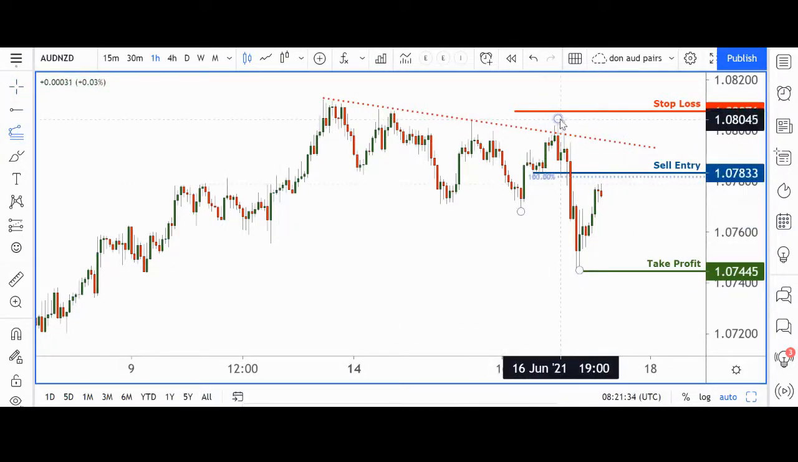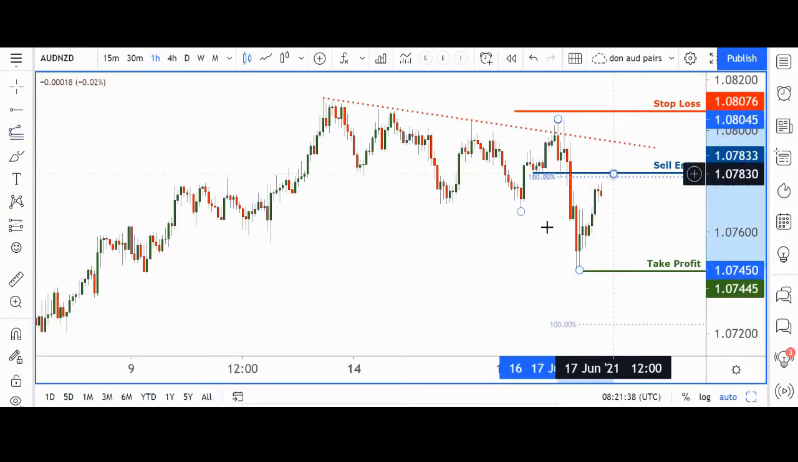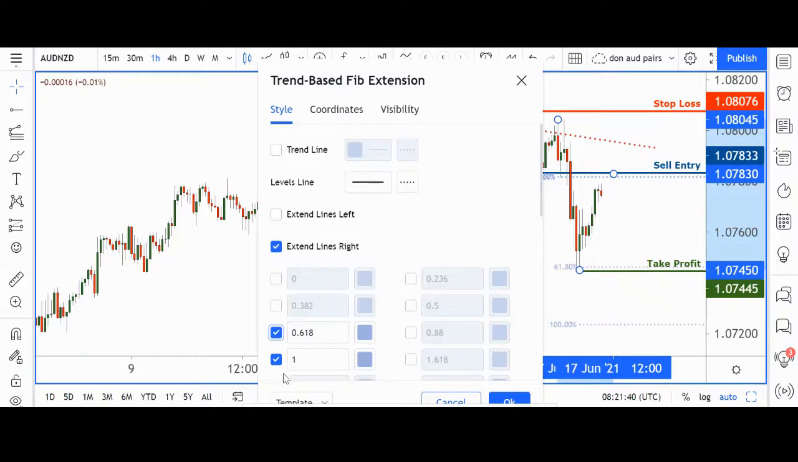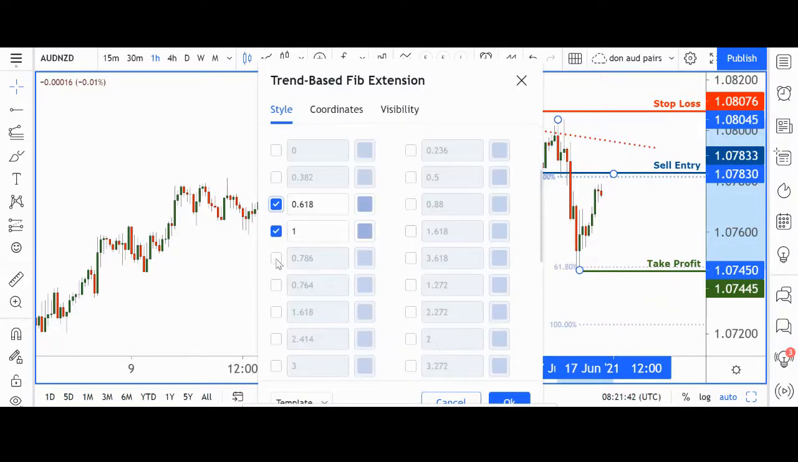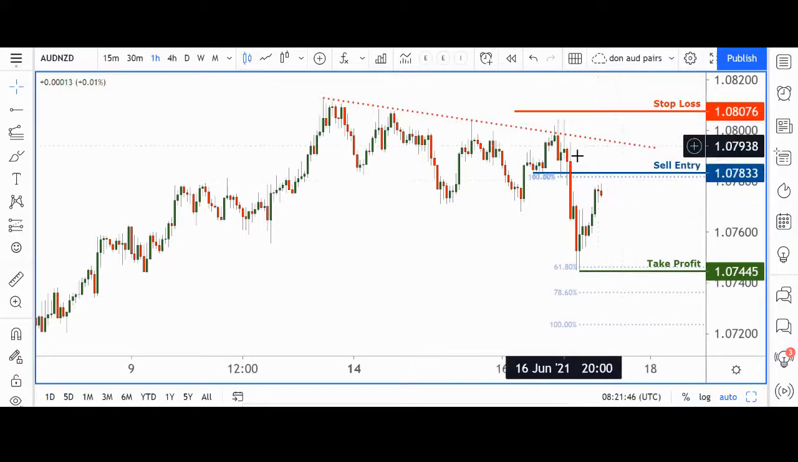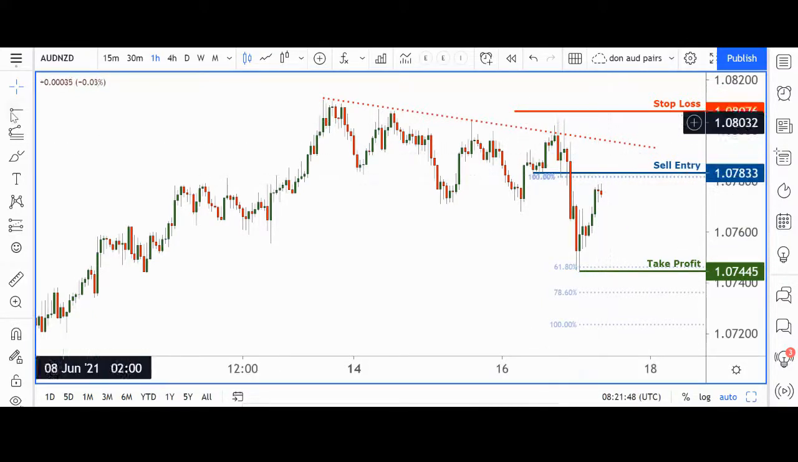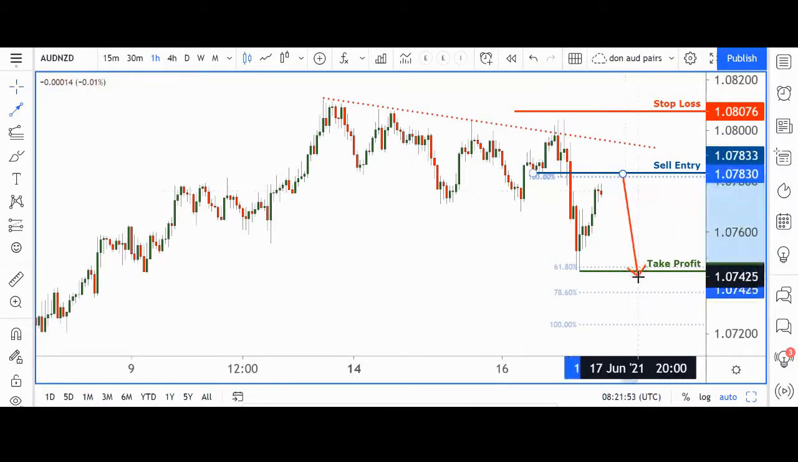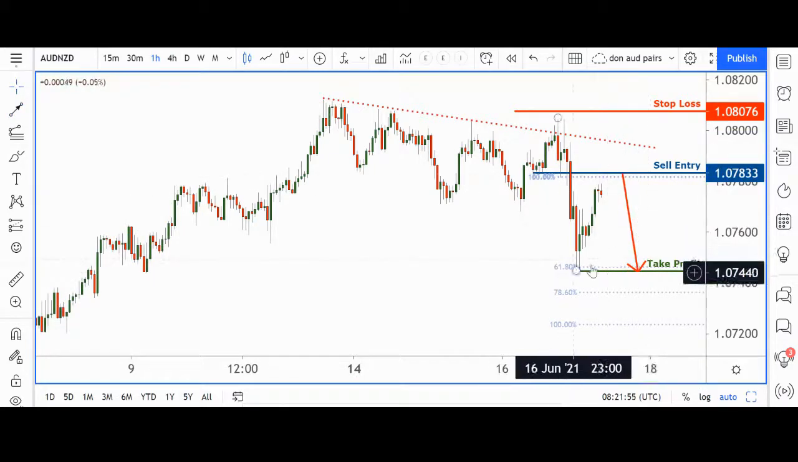If you do make an extension from this high to this low to this high over here, and I open up the 61.8%, you will see that price is over there at that level. So minimally, if the bearish structure were to continue, we can expect that price will push up somewhere near our sell entry, and then make a strong push down to at least the previous lower low.